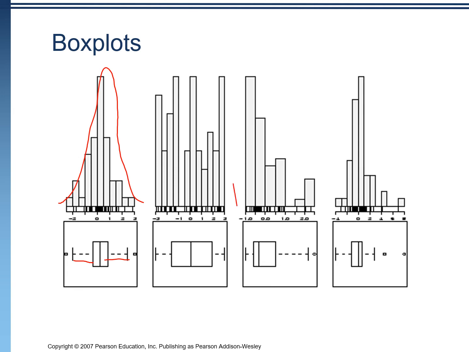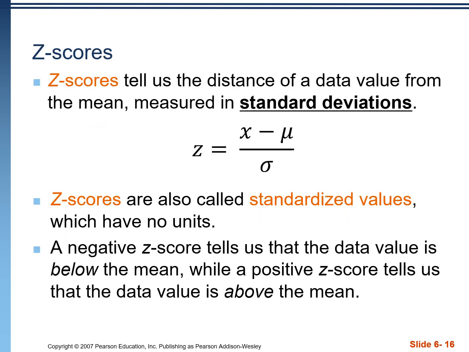Over here, for example, we have a distribution that's skewed to the right. The whisker on the right is longer than the whisker on the left. Next up, we have z-scores, which tells us how far a data value is from the mean measured in standard deviations. It's given by this equation here.